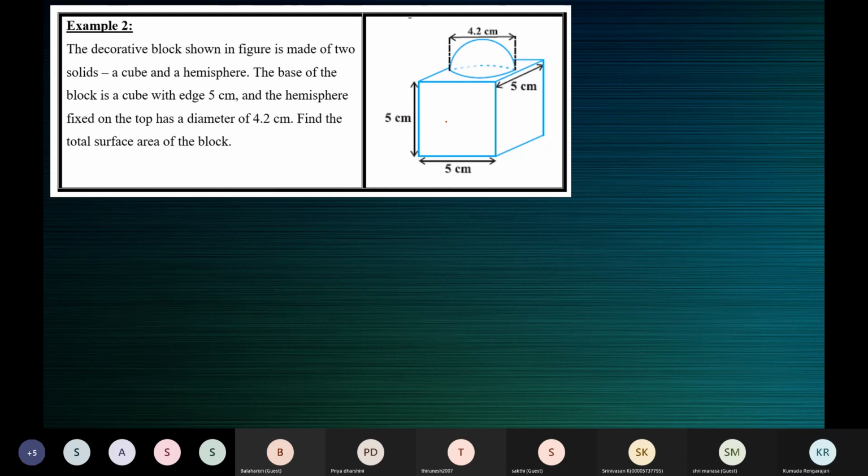So this block can be lifted, children. It's not fixed to the ground. You can lift this decorative block because it's not given that it's stuck to the ground or something. So you can lift this decorative block.